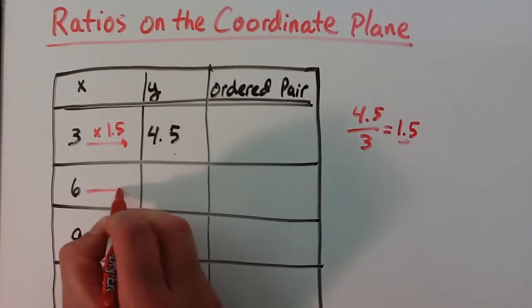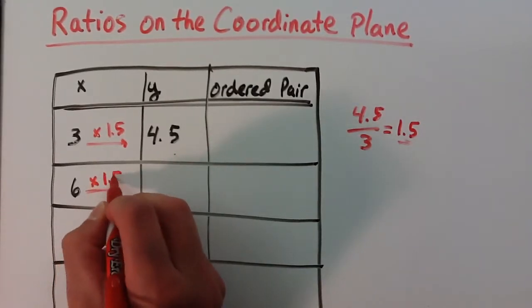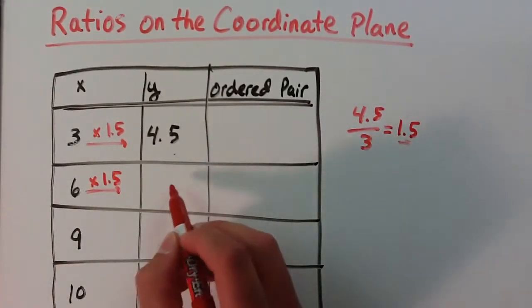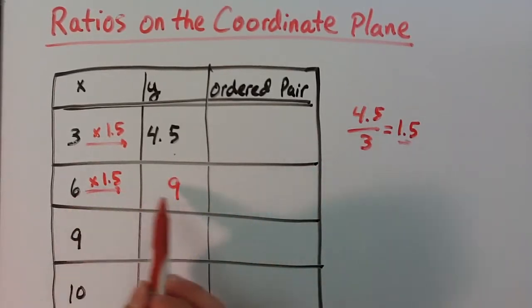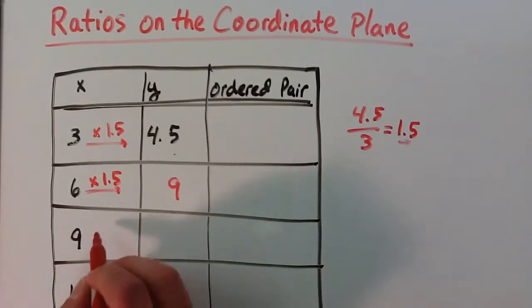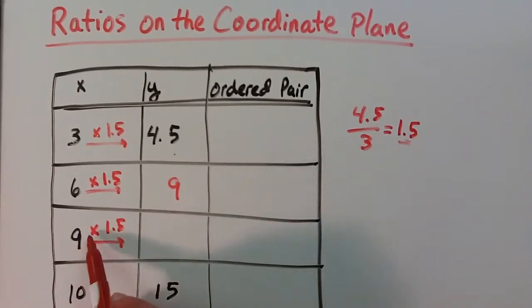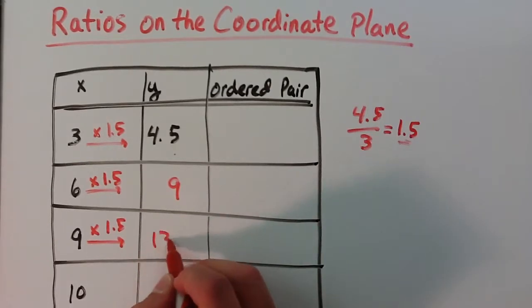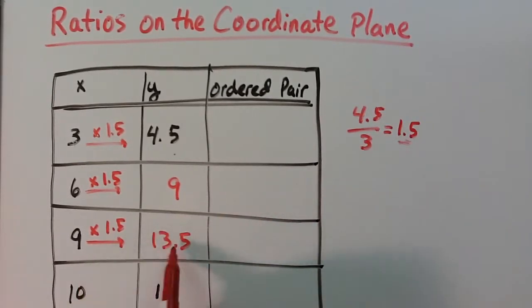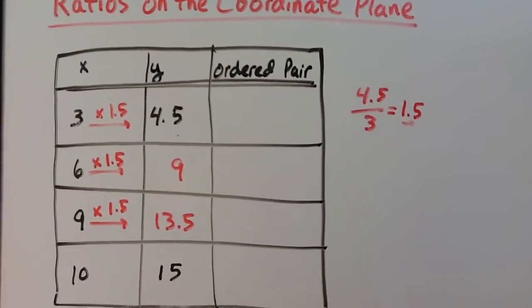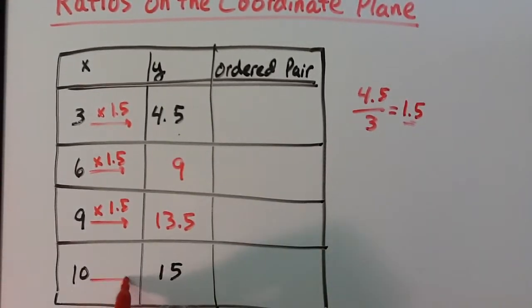And so let's do this. 6 times 1.5, if you put that in your calculator, you will get 9. So when x is 6, y is 9. Do the same thing when the x value is 9. Multiply by 1.5. 9 times 1.5, you will get 13.5. So when x is 9, y is 13.5. And then we are already given this one. When x is 10, if we multiply by 1.5, you could double check this in your calculator, you would get 15. Okay, so now that we have equivalent ratios, we've made our table.